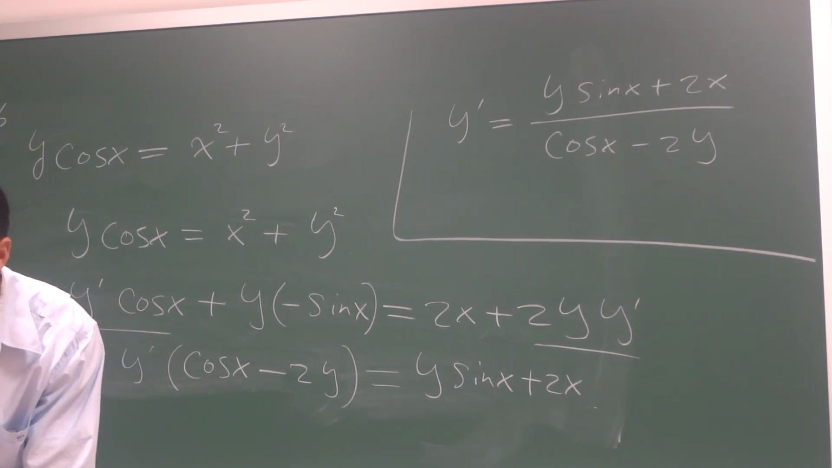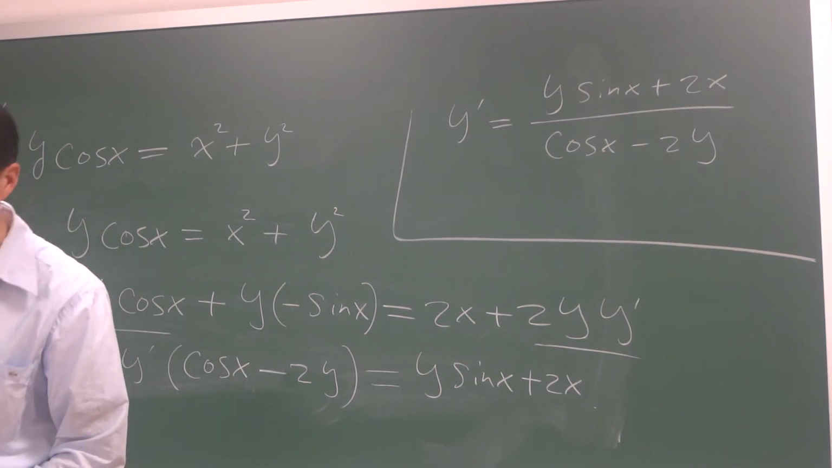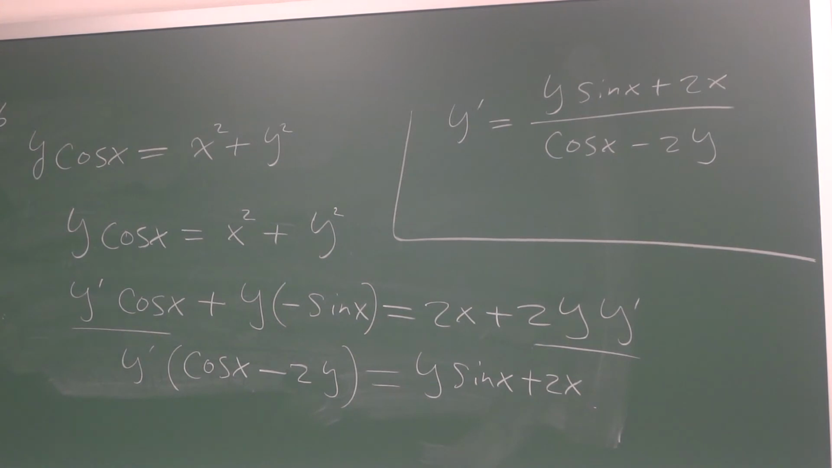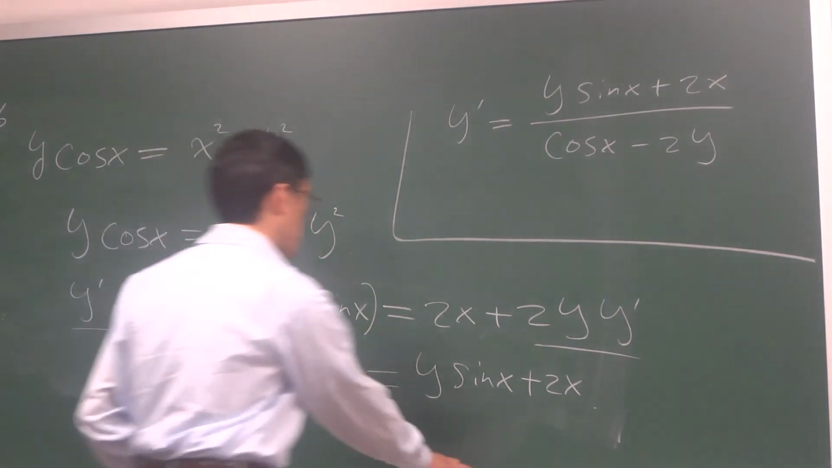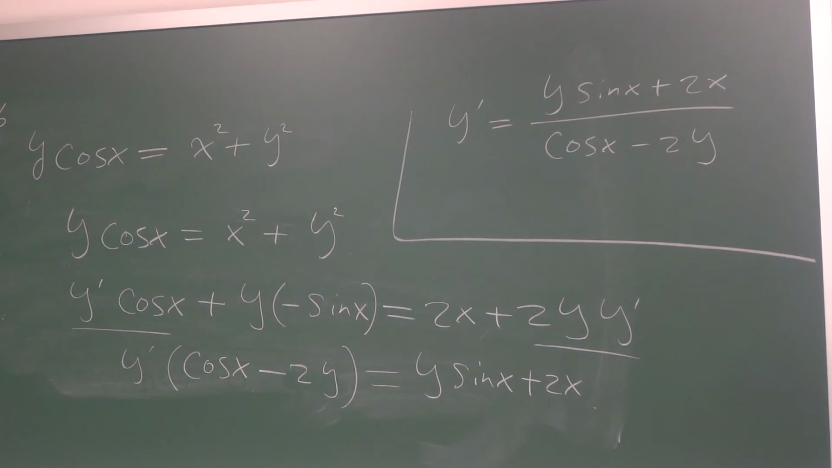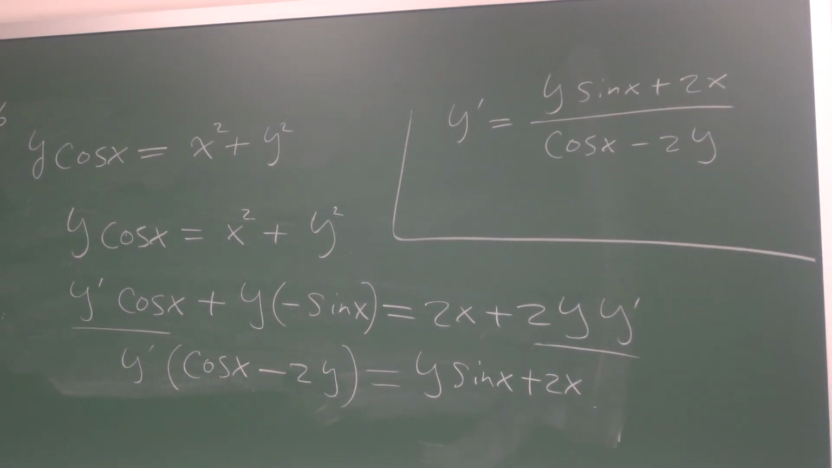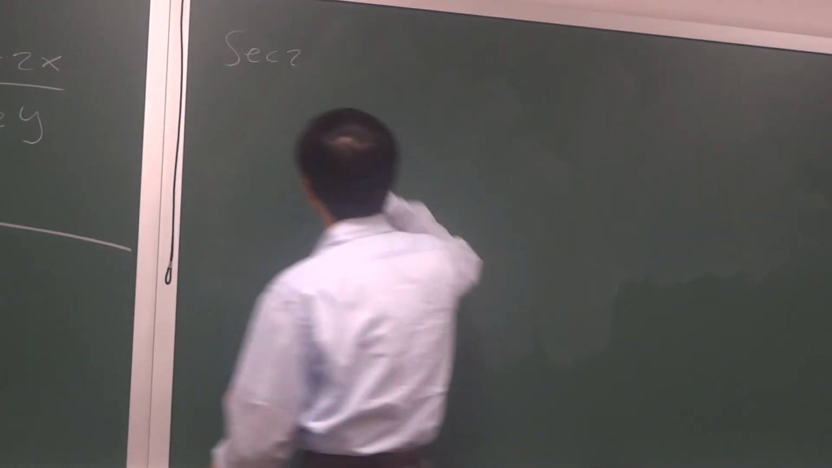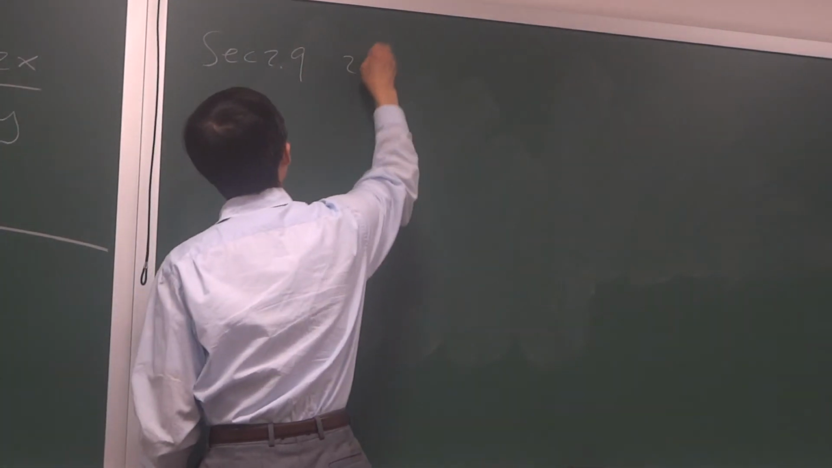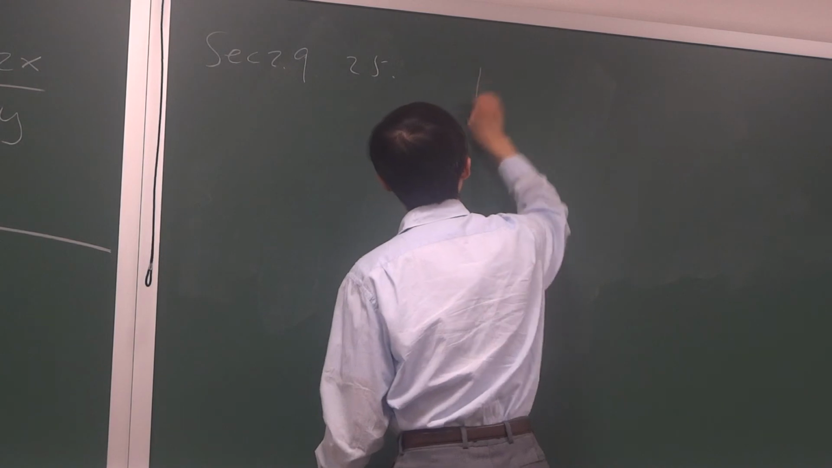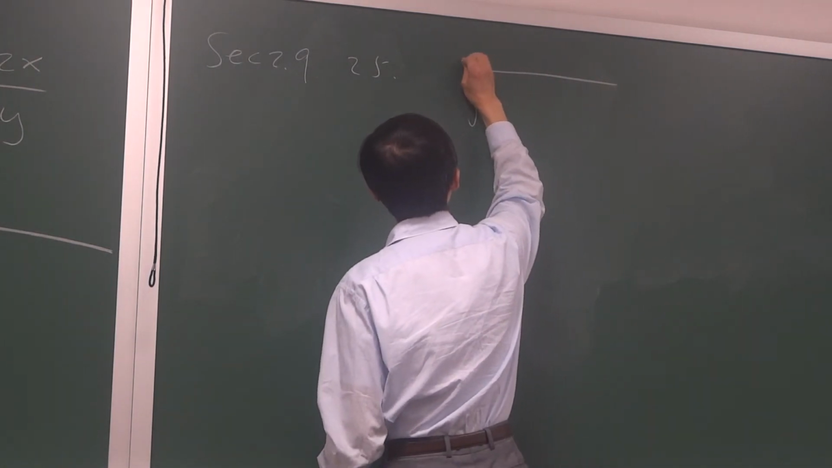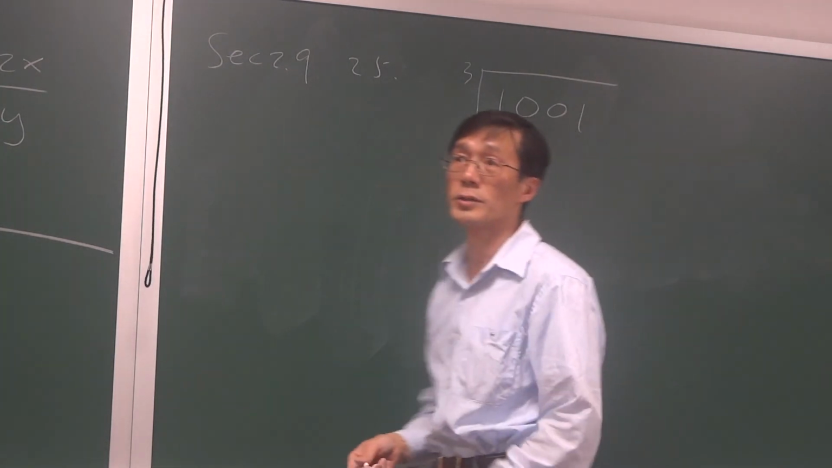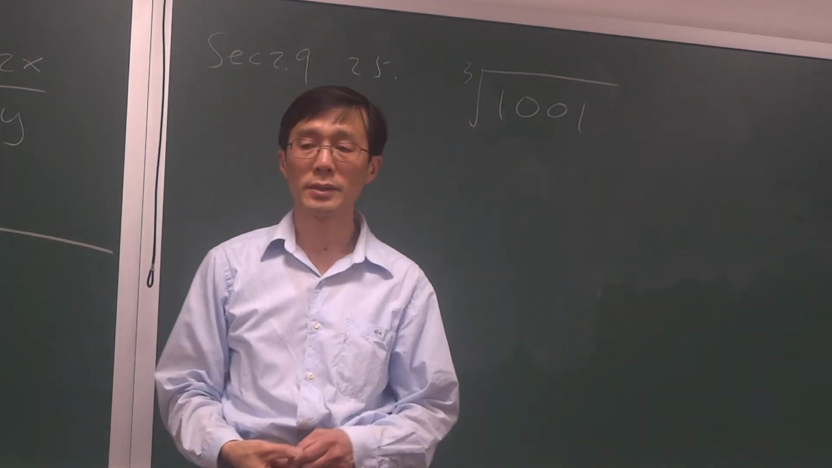Let's look at the cube root of 1,001. This is number 5. We want to compute the third root of 1,001. We want to compute an approximated value for that.